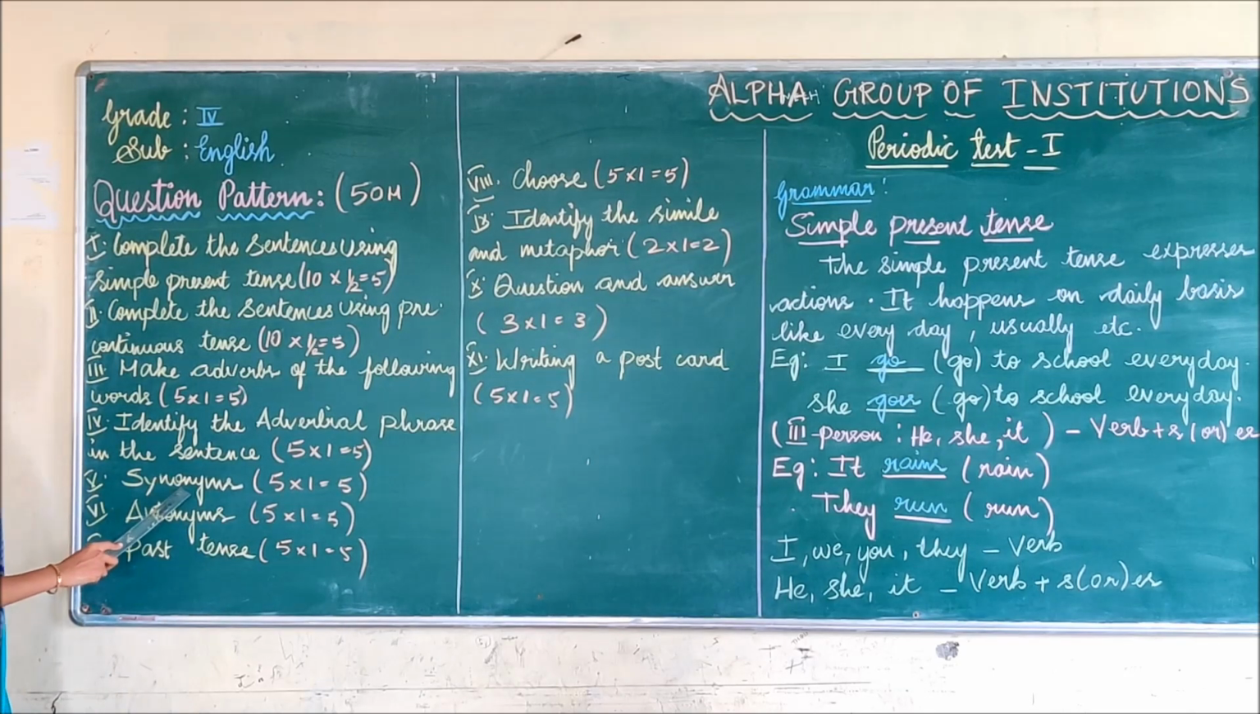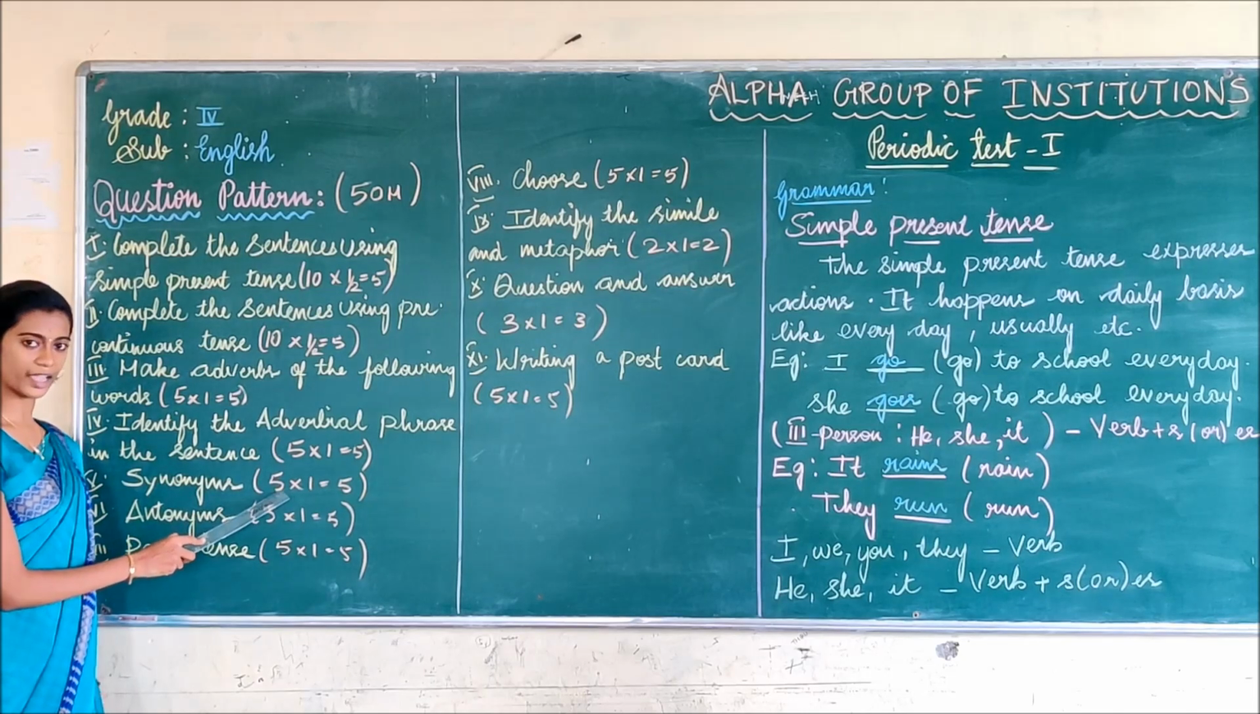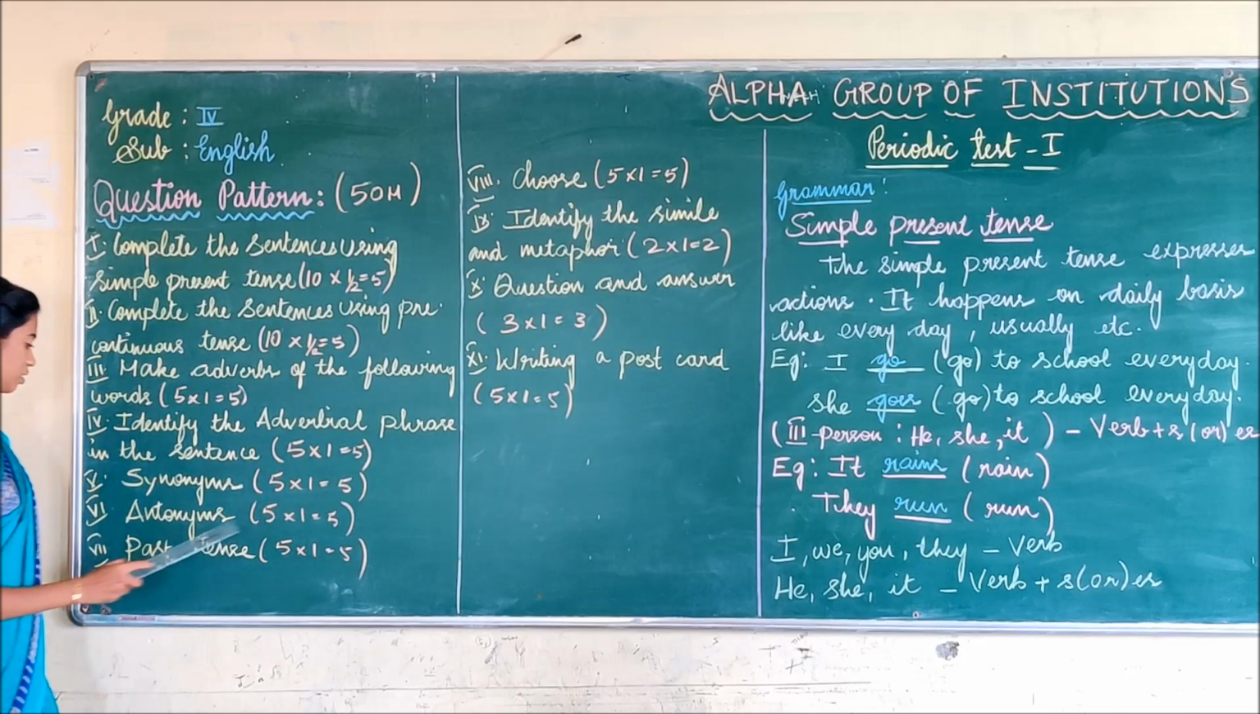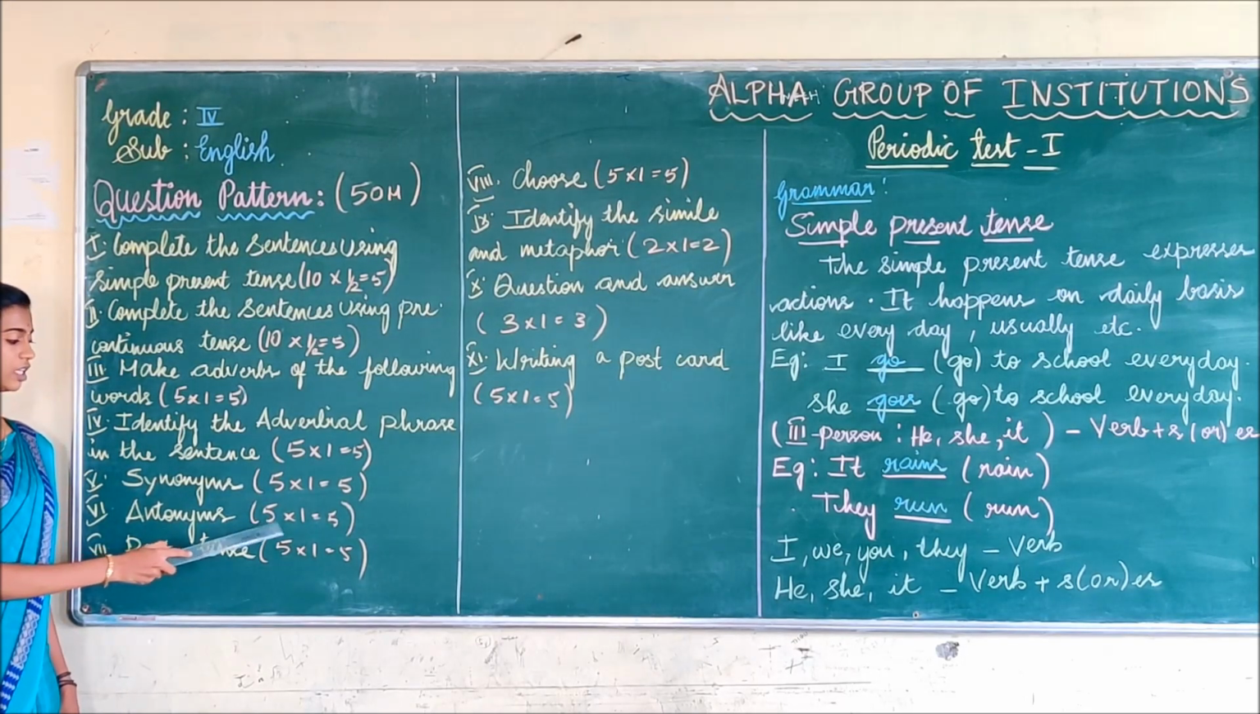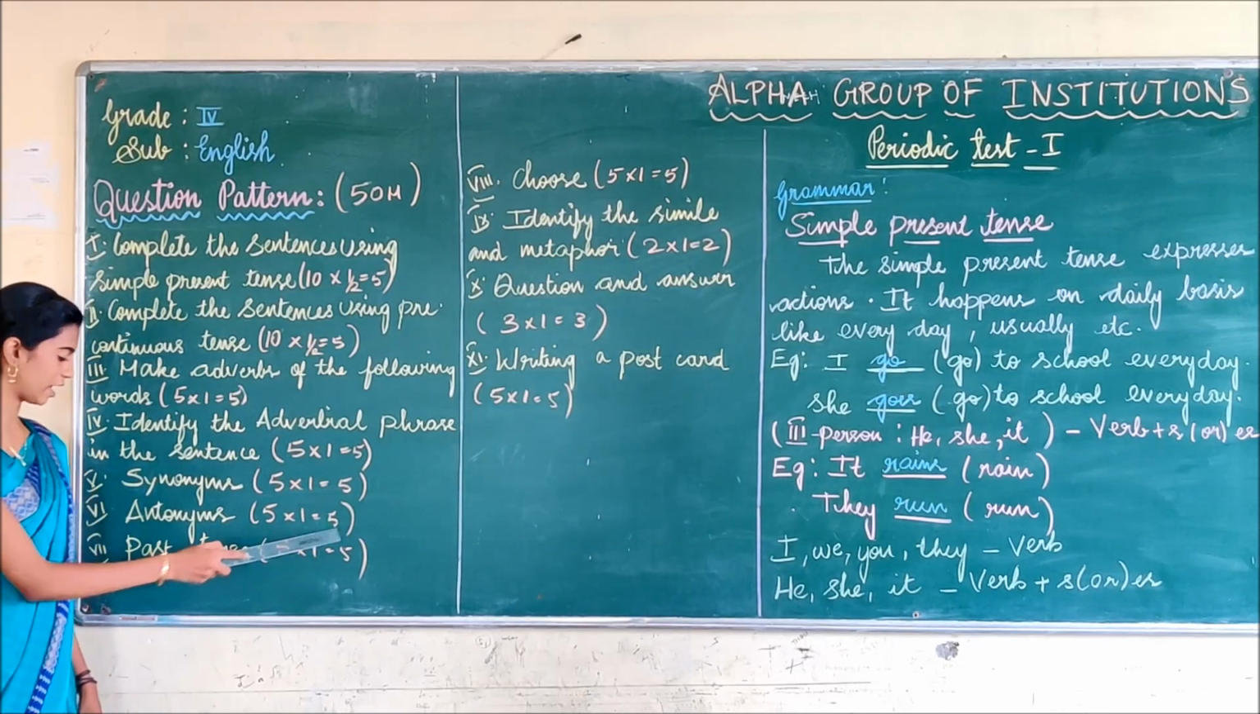Next, synonyms. In synonyms there will be 5 questions. Each carries 1 mark and totally 5 marks. Antonyms. In antonyms there will be 5 questions. Each carries 1 mark and totally 5 marks.